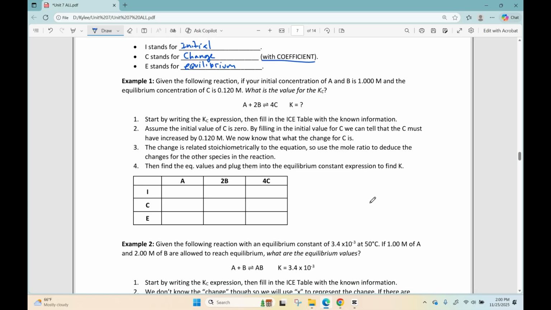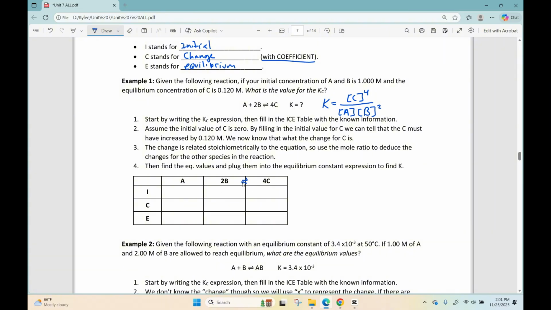Example number 1 says, given the following reaction, if your initial concentration of A and B is 1 and the equilibrium concentration of C is 0.12, what is the value for Kc? First, we're going to start by writing our equilibrium expression. We always do products over reactants, C to the 4th power, and then my reactants A and B would be squared. Then I'm going to fill in my ICE table with my known information.